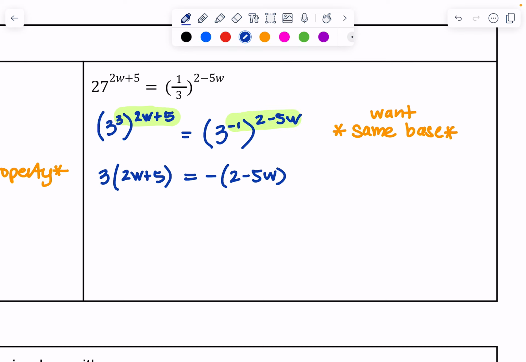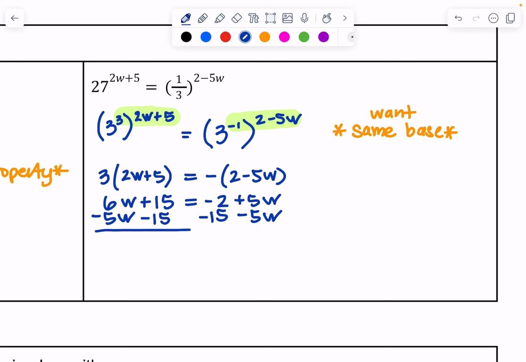All right, so now I'm going to solve for w. On the left, I have 6w plus 15 equals, on the right, I have negative 2 plus 5w. I'm going to move my w's to the left, so I'm going to subtract 5w, and then I'm going to move my 15 to the right, so I'm going to subtract 15. When I do that, I end up with w is equal to negative 17. And w is by itself, so we are finished.